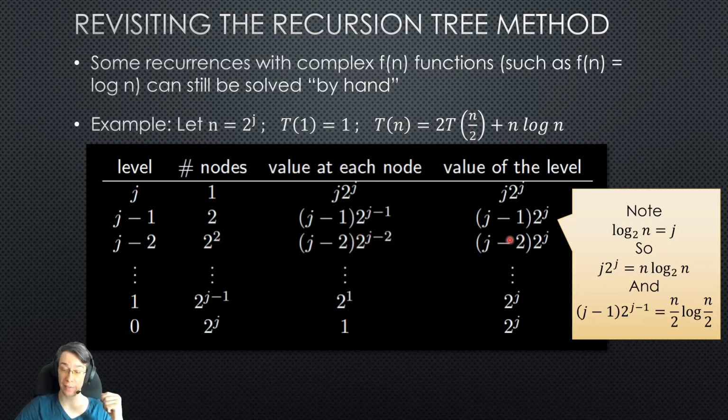So we have the value at each level is just j times 2 to the j, j minus 1 times 2 to the j, j minus 2 times 2 to the j, and so on, until you get down to 1 times 2 to the j. And then for the base case here at the bottom, we have 2 to the j nodes with value 1 at each node, and that's just 2 to the j.